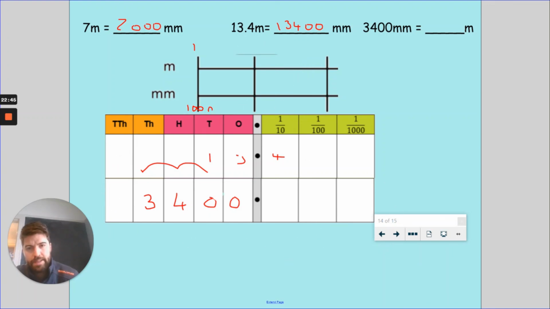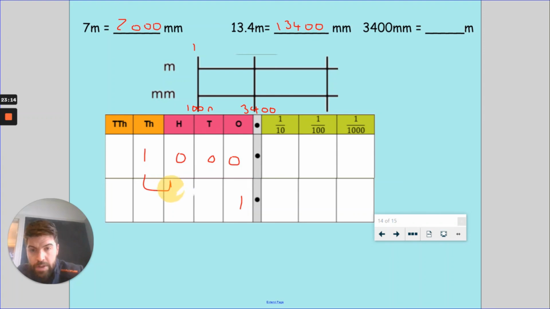Let's clear some space. Oops, I got rid of all of it there. Alright. And the last one, now we're working in a different way. We've now got on the bottom the millimetres measurement. We've got 3,400 on the bottom, and I want to know what's going to go on the top here. So here we're going from 1,000 to 1. And remember, if we're going from 1,000 to 1, what's changed? Well, the digits have moved 1, 2, 3 columns to the right in the getting smaller direction. They've moved 3 columns in the getting smaller direction.